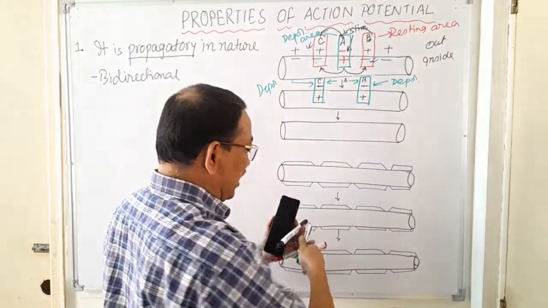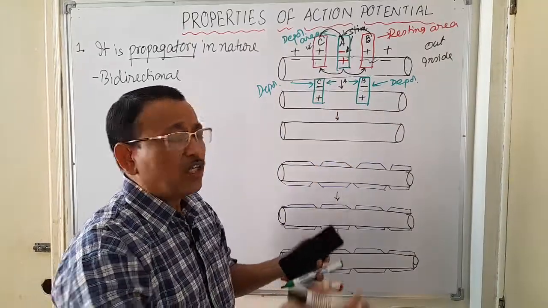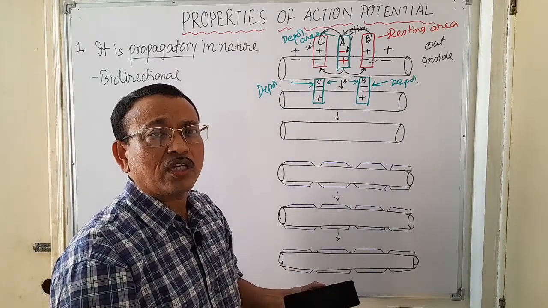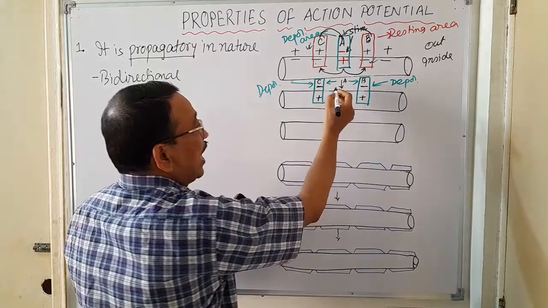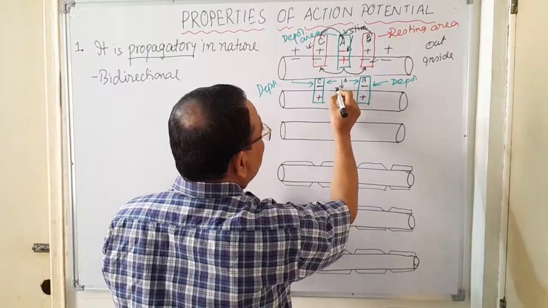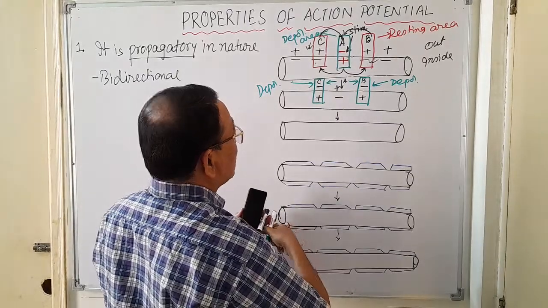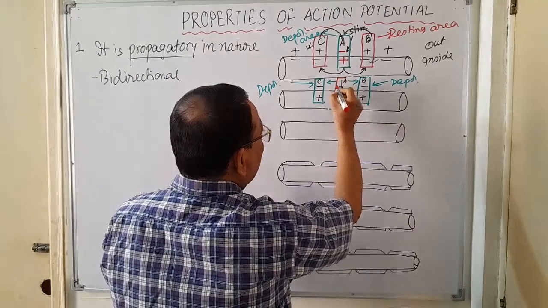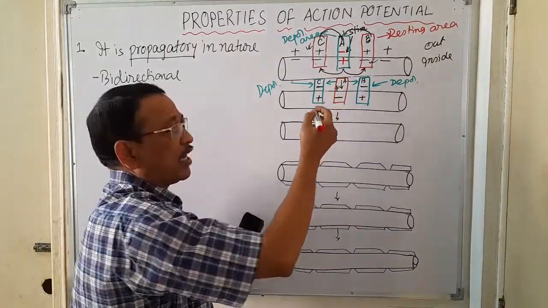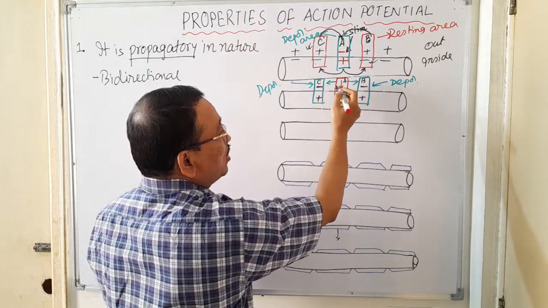And in the meantime, at this particular point, the repolarization will start. Sodium channels will be closed and potassium channels will open. As a result, potassium ions will go out, and as a result, this part will again be electronegative inside and electropositive outside. So now point A will become the resting area again. Previously A was the depolarized area, now A will be the resting area, and the depolarization wave is passed from A to C and A to B bidirectionally.